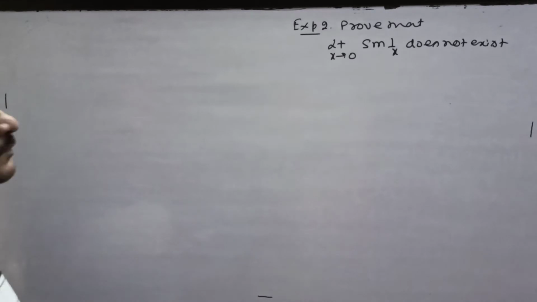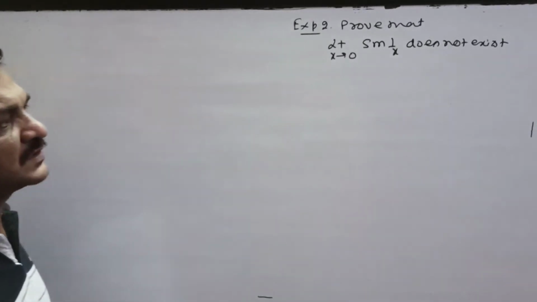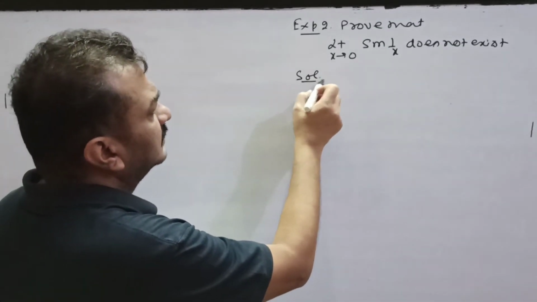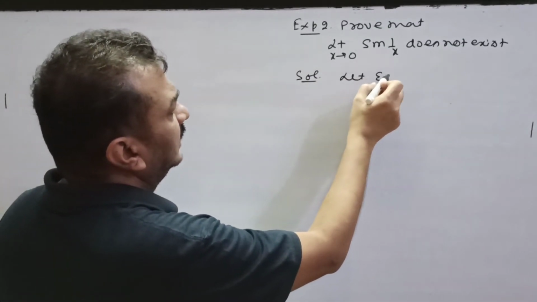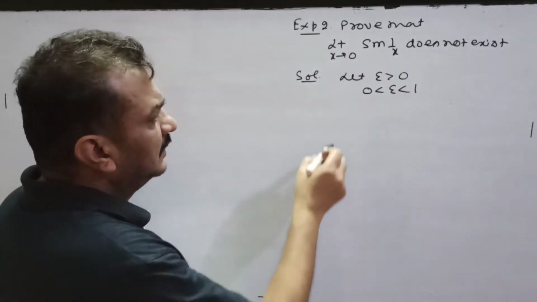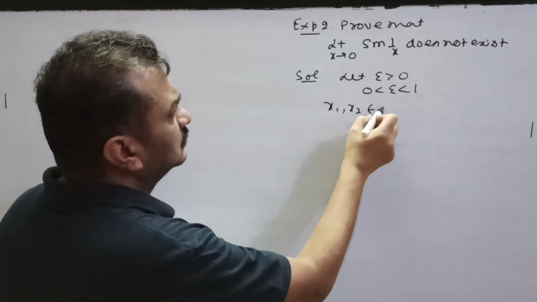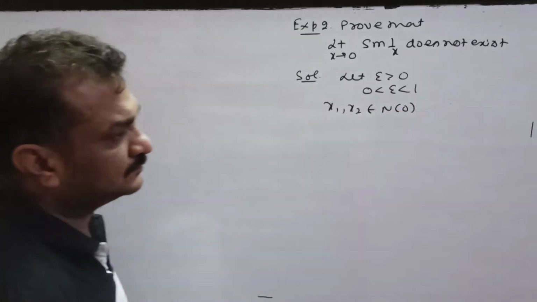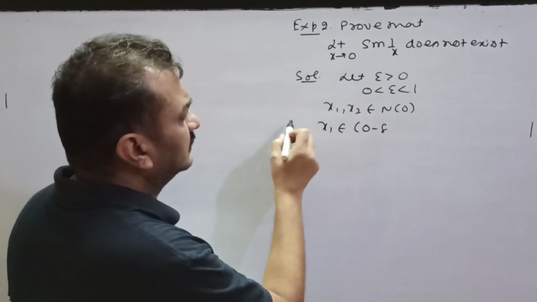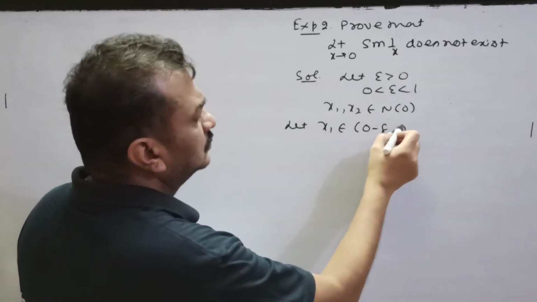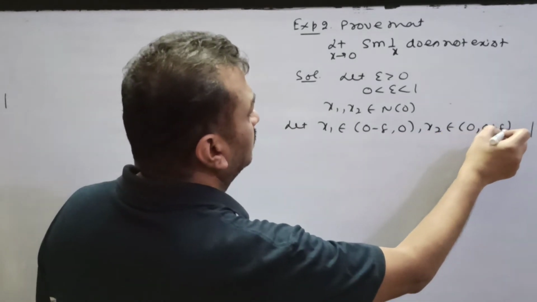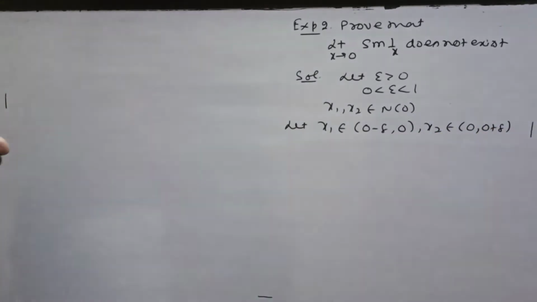Next example: prove that limit x tends to 0 of sin(1/x) does not exist. First, let epsilon be greater than 0, with epsilon lying between 0 and 1, and let x1, x2 belong to the neighborhood of 0. So we take x1 belongs to (0 minus delta, 0) and x2 belongs to (0, 0 plus delta).